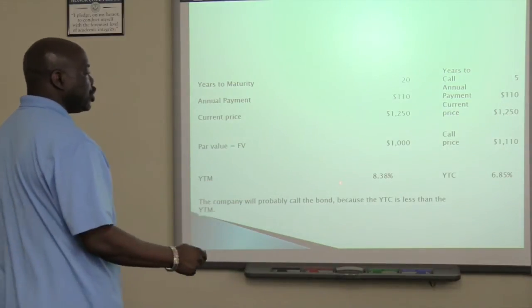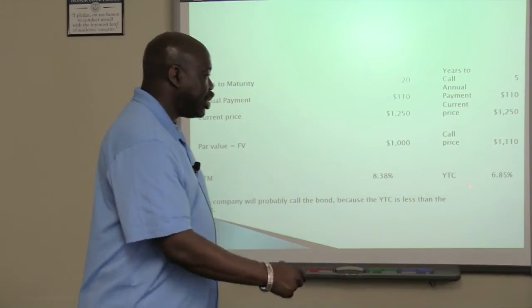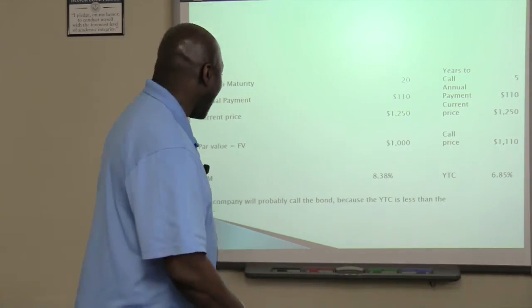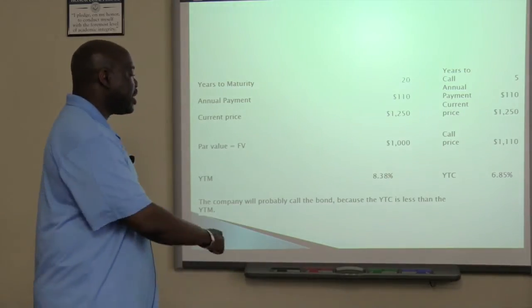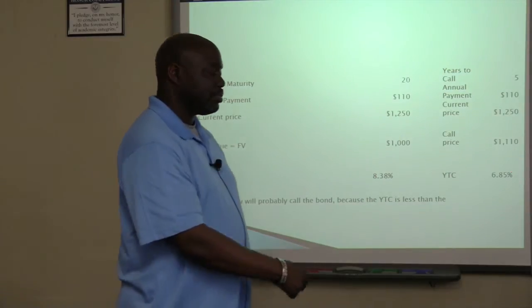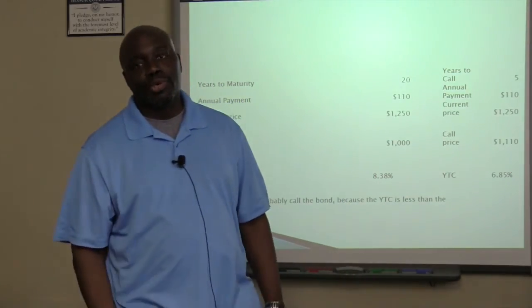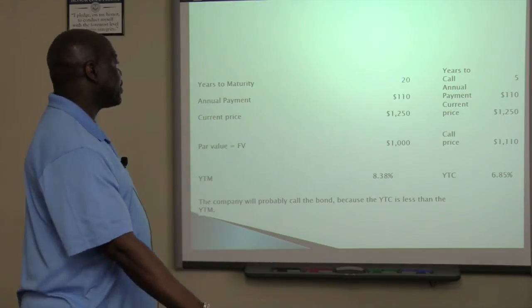So our yield to maturity was 8.38%, and our yield to call was 6.85. Okay, the company probably will not call this bond because the yield to call is less than the yield to maturity. Again, no company wants to lose money. They're in business to make profits, not to lose money.